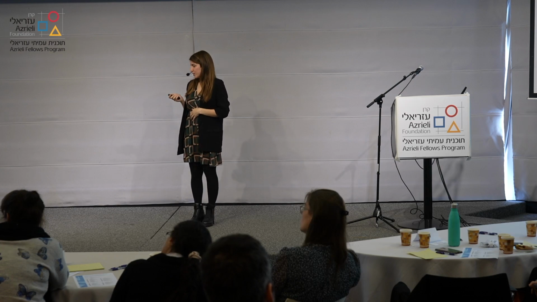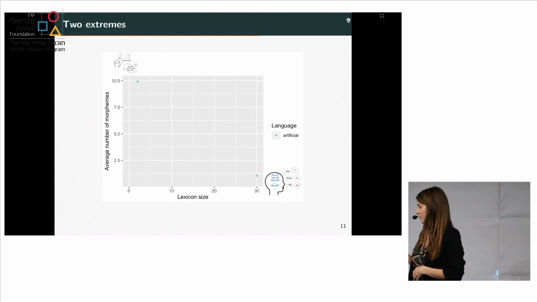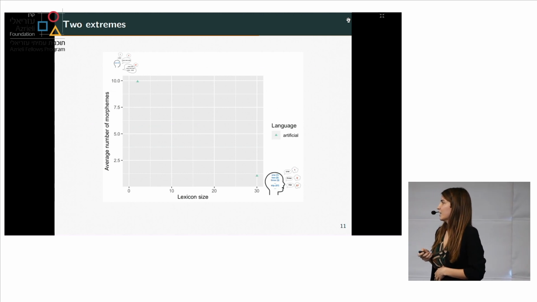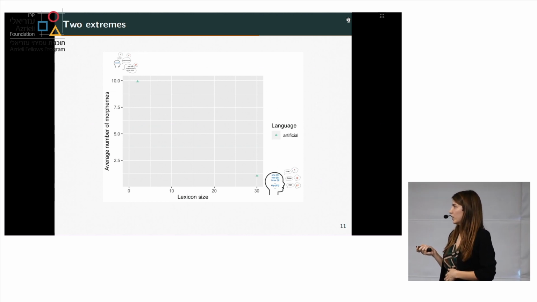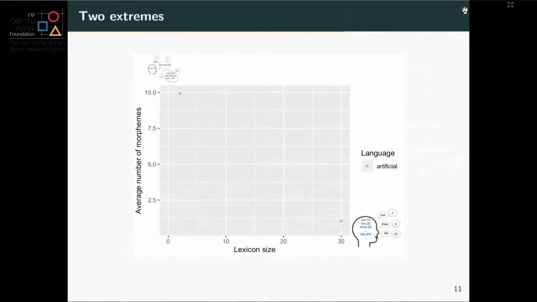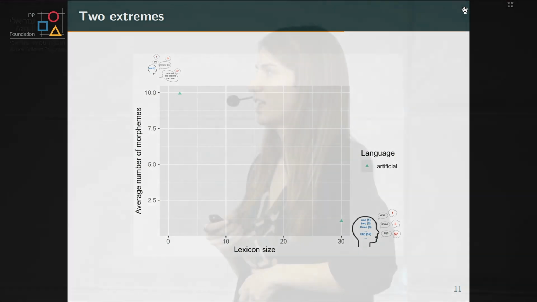So here I plotted the first 2 extremes. On the left extreme here, there is a language which has very low lexicon size. Lexicon size is on the x-axis, but it has a very high average number of morphemes, so it's very high on the y-axis. So this is an example of a language which has a very small lexicon, but then to communicate with that language, you need complex expressions. And the other extreme is this language here, which has very high lexicon size and very low average number of morphemes. So on the communication side, it's very good, but on the lexicon size, it's very bad.